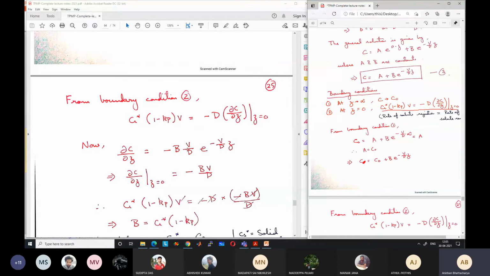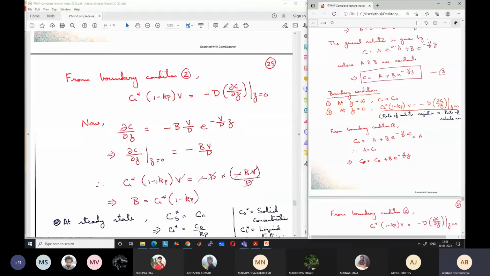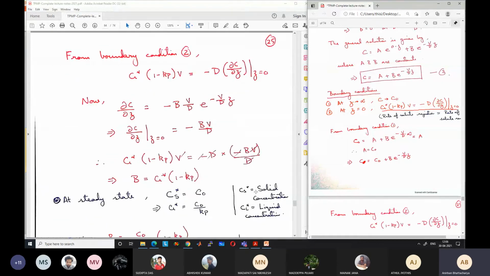is, you replace Z, this Z equal to 0, this will become 1. So minus BV by D. Okay. So CL star into 1 minus Kp into V is equal to minus D into minus BV by D. Okay. Directly you can see by just cancelling the terms, we can obtain B is equal to CL star into 1 minus Kp.